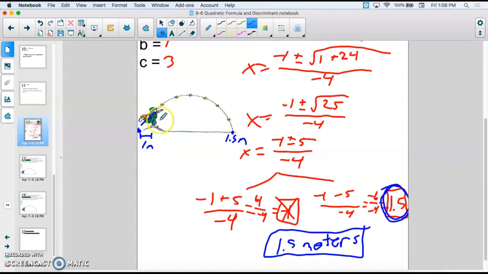Does that make sense? And so the one that makes sense is the one in front of him, the 1.5, but the negative answer is actually what's behind him.